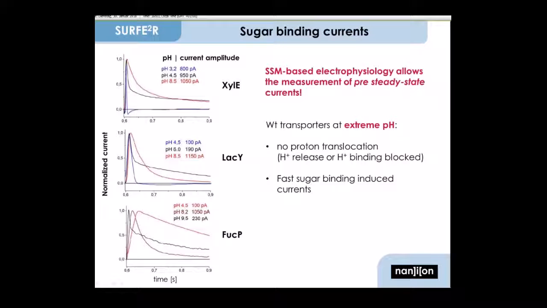The observation of sugar-induced currents means that the transporter still binds sugar under extreme pH conditions. I should also point out SSM-based electrophysiology is sensitive enough to measure fast events with low electrogenicity, such as sugar binding.